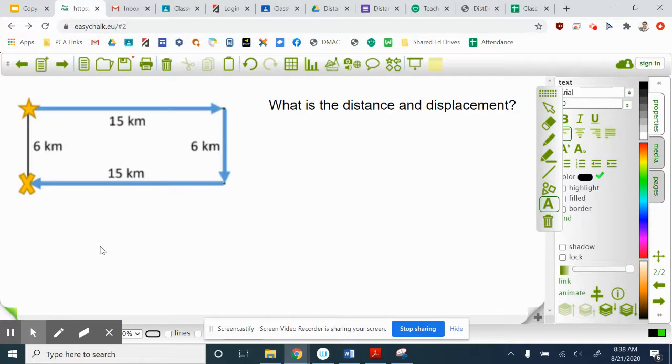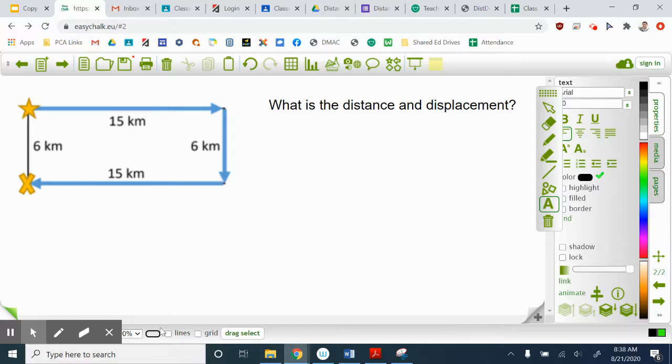Okay, so if you're watching this video, you have completed your warm-up, you have watched the lesson videos, and you are attempting your assignment dealing with distance and displacement. I took the liberty to go ahead and do the first one with you on the assignment, so if you have trouble, you can go back here and look at this example and get an idea of what you're supposed to be doing.